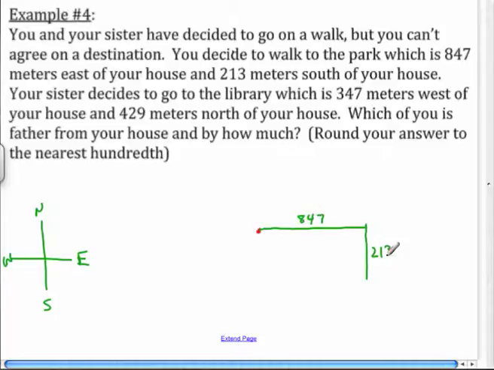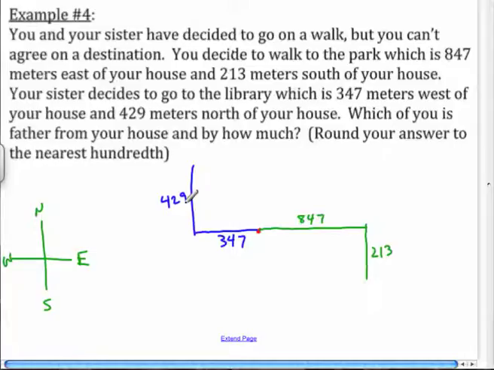Now, your sister decides to go to the library, which is 347 meters west of your house. Okay, 347 meters west. That's going in the western direction. And 429 meters north. Okay, so about right there. It says, which of you is farther, it says father, but it should say farther, from your house, and by how much? Round your answer to the nearest hundredth.